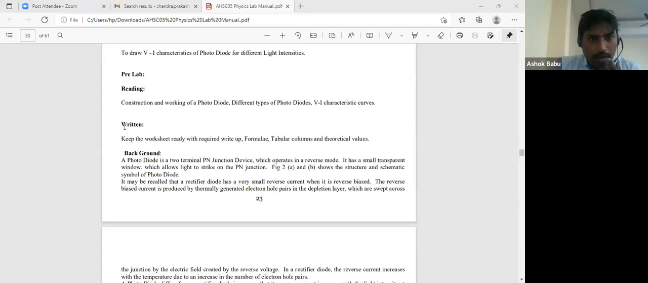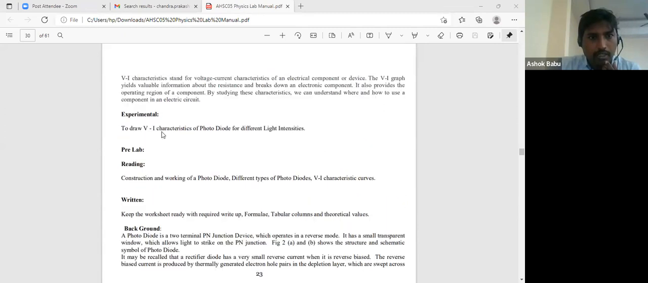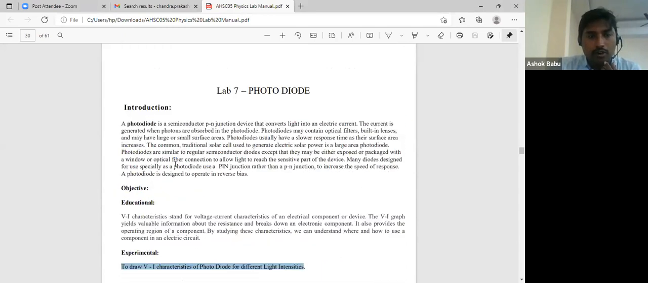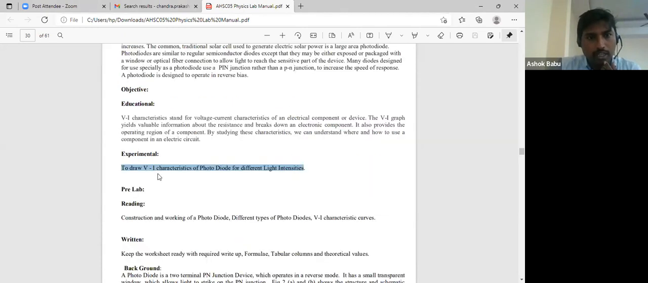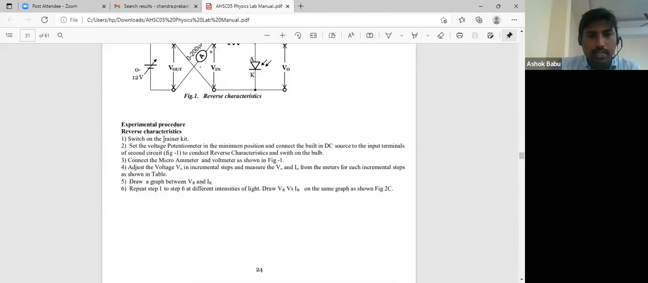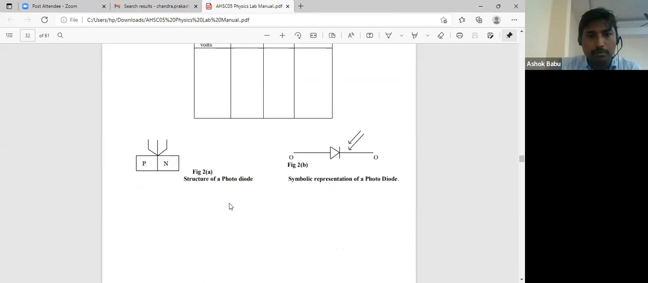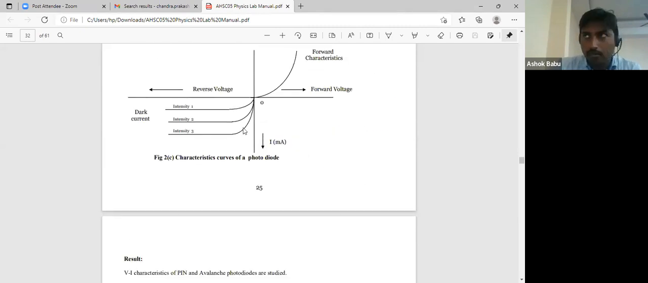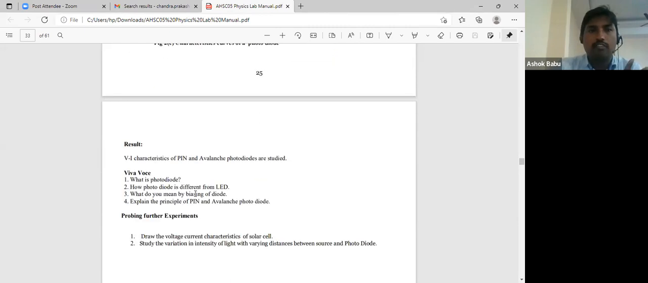Here also, background, pre-lab reading and such parts are not needed, amma. Only keep the aim of your experiment: to study the VI characteristics of photodiode for different intensities. After that, write down the introduction, then the apparatus. After that, circuit diagram, experimental procedure, observation table, and these two diagrams. Then model graph, result, and viva questions. These are enough.